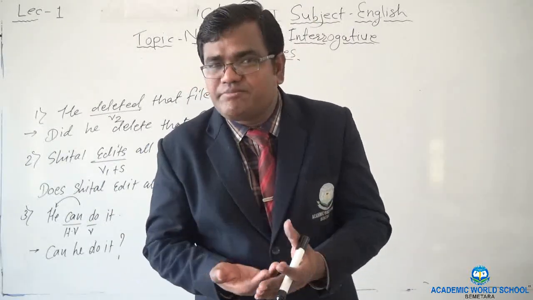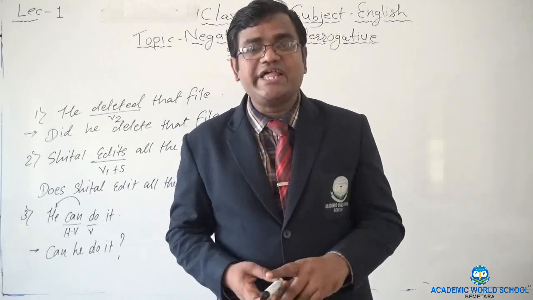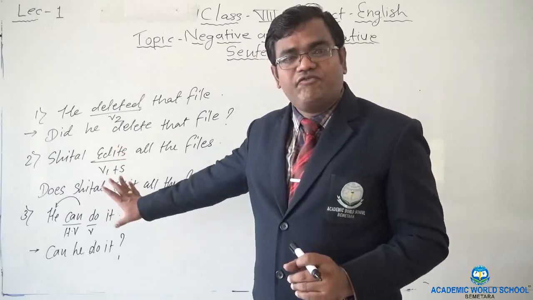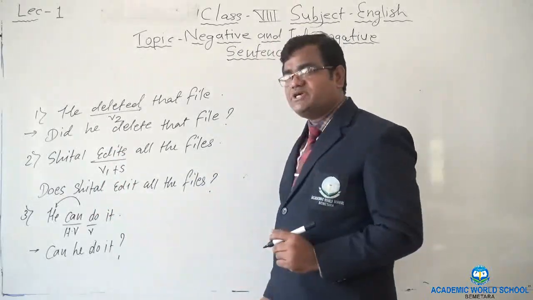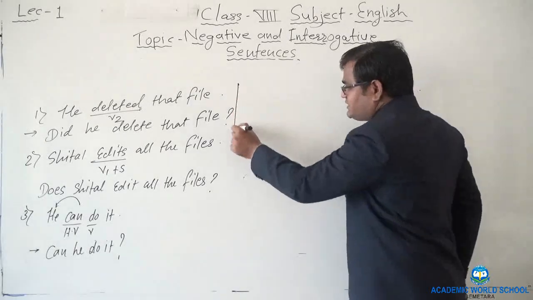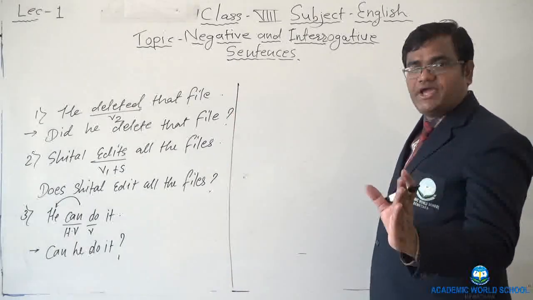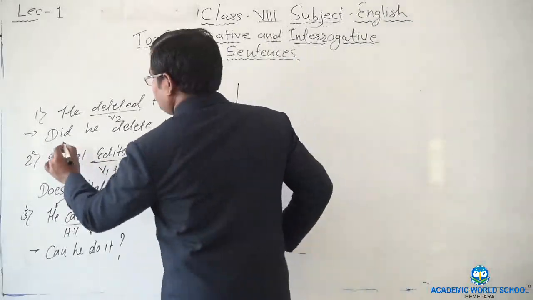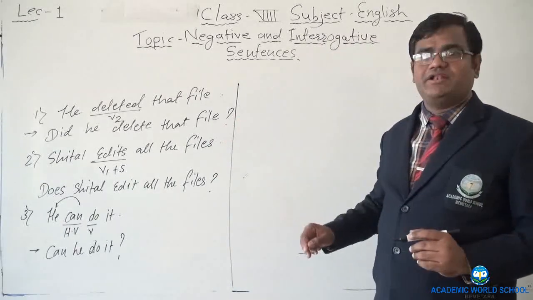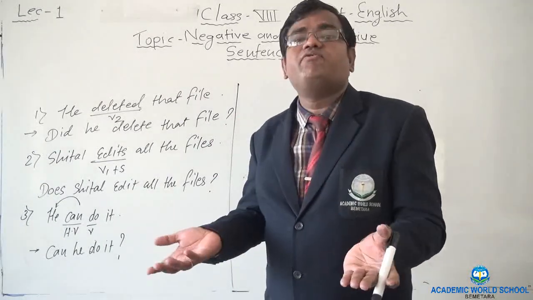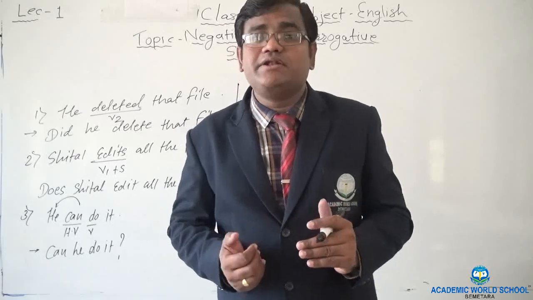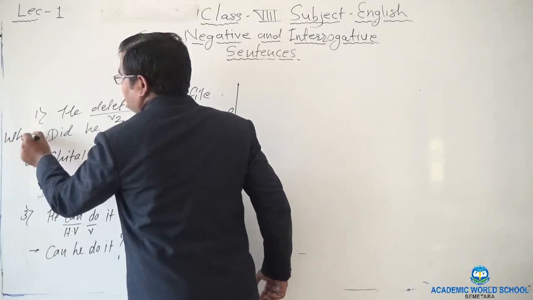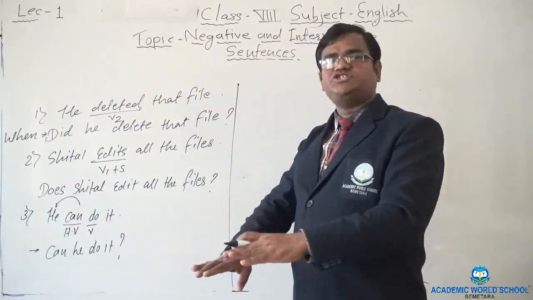So what about the WH type of question? How to frame it? That is very simple. If you have learned how to make the verbal type of question, simply use the words I told you: what, where, when, which, etc. Now with this question, did he delete that file? I want to ask when. Did he delete? But when? So in that case, what will I simply do? I will put the word when here in the beginning. That's it. My question is ready.